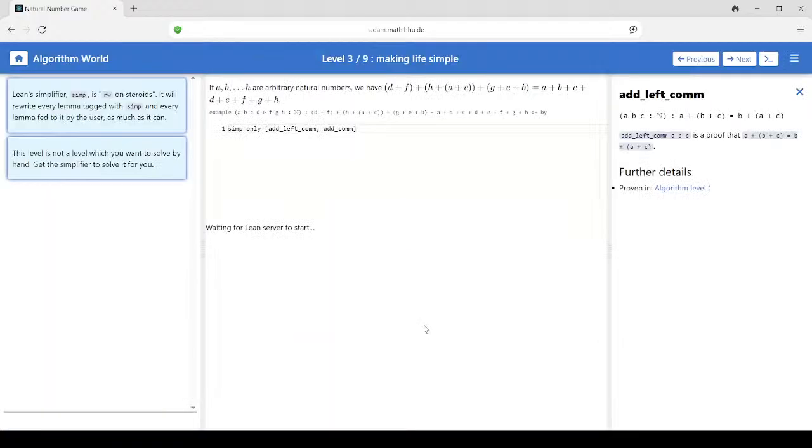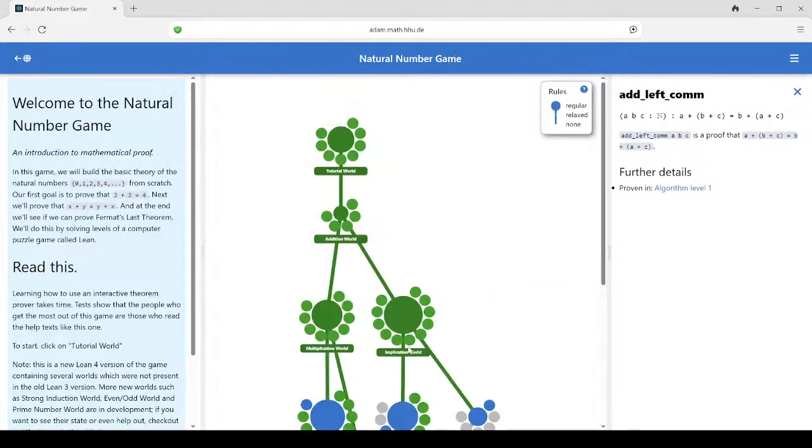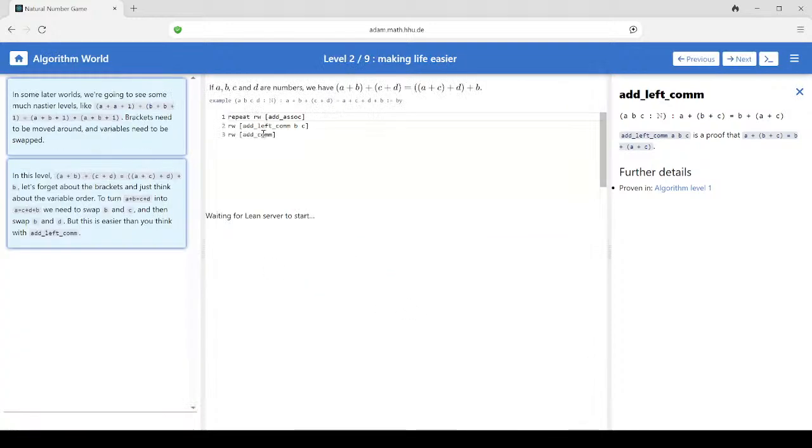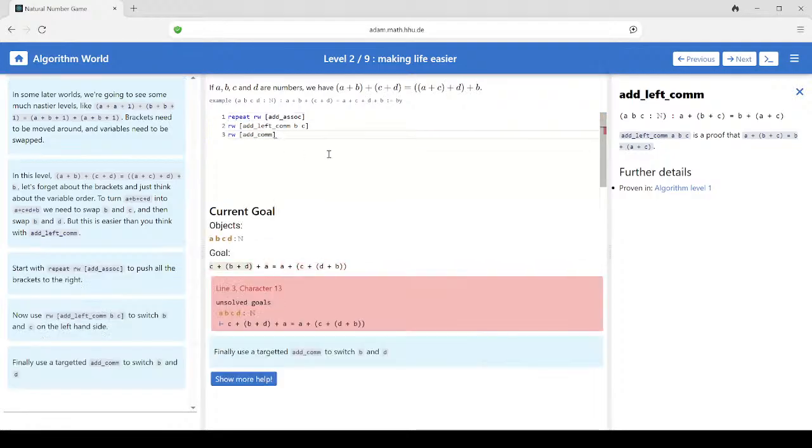Where was I? Level 3? No. I was not on level 3. I was on level 2 then. We're only on level 2. Okay.